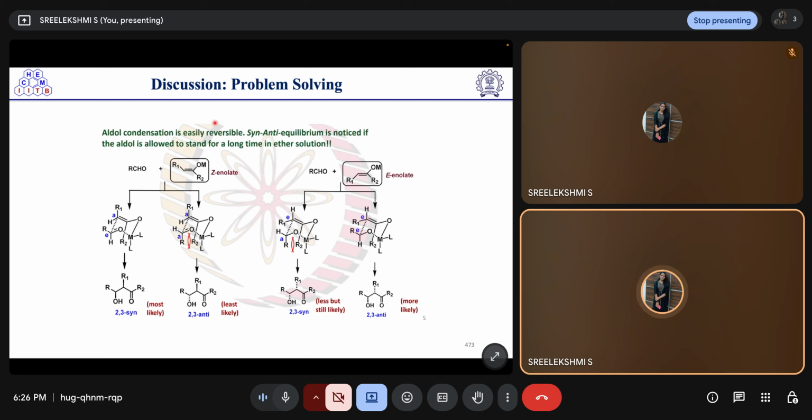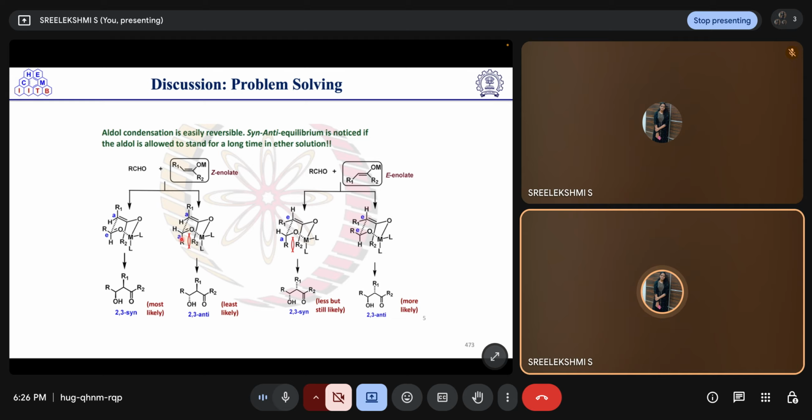Now, we know that aldol condensation is easily reversible, and this equilibrium is noticed if the aldol is allowed to stand for a longer time in either solution. So, if we see this example, if it is forming this Z-enolate, we can expect this 2,3 syn, and maybe this is also possible, that is 2,3 anti, but not so common from Z-enolate. But if we take the E-enolate, we will be expecting this 2,3 anti product, but there is a possibility for this 2,3 syn product formation as well.